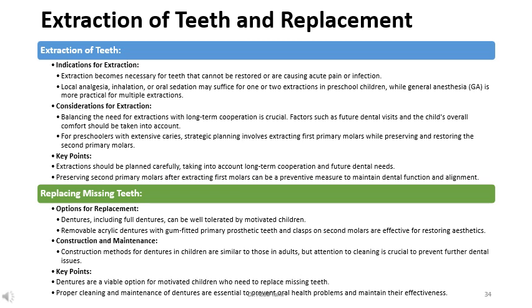Considerations for extraction. Balancing the need for extractions with long-term cooperation is crucial. Factors such as future dental visits and the child's overall comfort should be taken into account. For preschoolers with extensive caries, strategic planning involves extracting first primary molars while preserving and restoring the second primary molars.